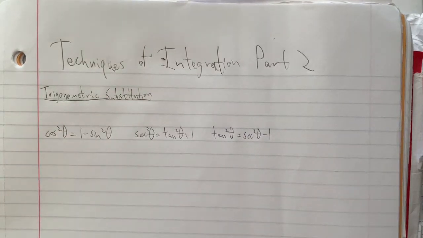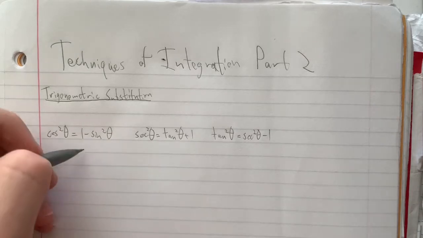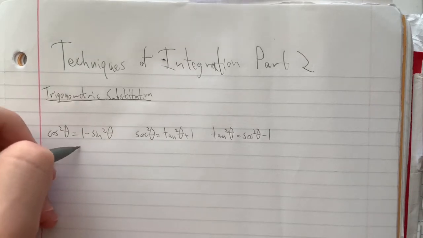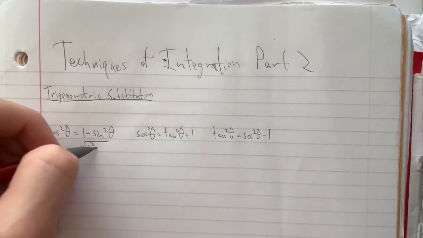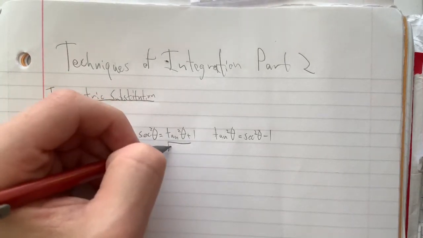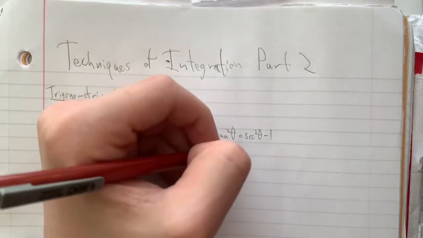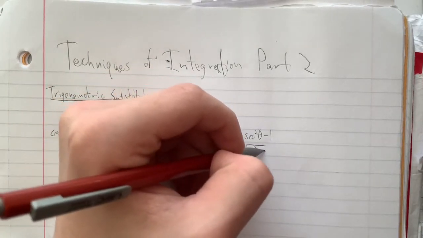So there are three different forms of integrals that we can use trig sub to solve. The first one is if there's something in the form square root of a squared minus x squared. Second is if there's something in the form x squared plus a squared under a radical. Finally, if we have the square root of x squared minus a squared.